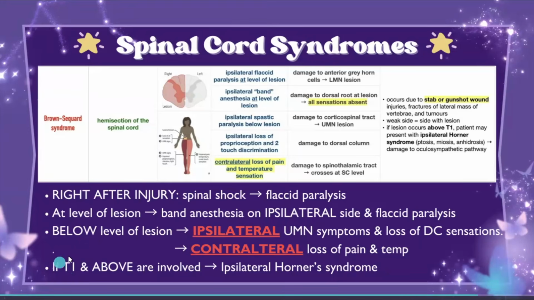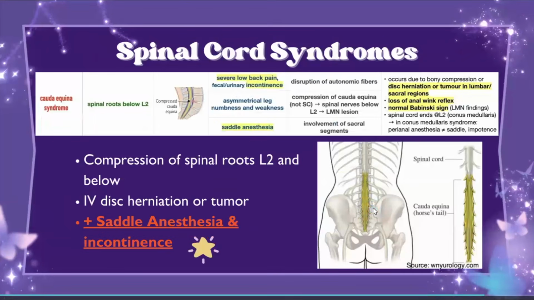The involvement of this level and above would cause ipsilateral Horner syndrome because of the involvement of the sympathetic nervous system. Next, we have the cauda equina syndrome.